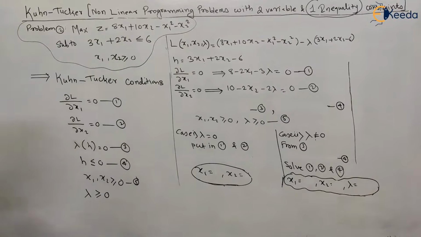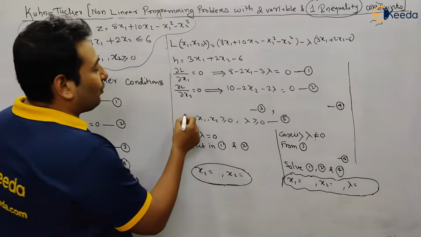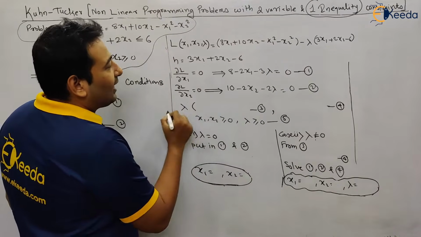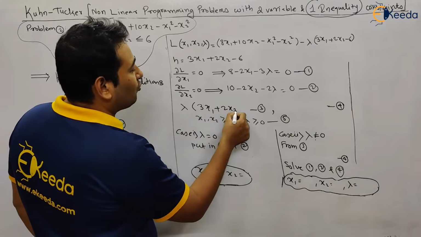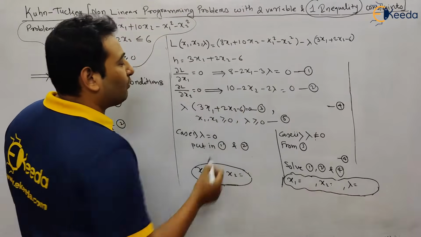What next? Equation number 3 is lambda times constraint equal to 0. So this is lambda times constraint, and this is your constraint: 3x1 plus 2x2 minus 6 equal to 0. This is equation number 3.